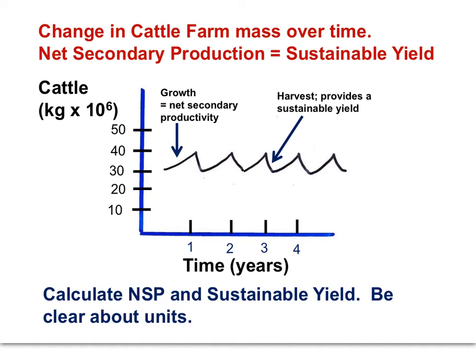This is a graph showing the steady-state equilibrium of a cattle farm over a period of many years. There's a growth in the herd of the cattle, then a harvest, a growth, and a harvest, and the system is maintained at equilibrium over many years. The NSP of the system would be 40 times 10 to the 6th minus 30 times 10 to the 6th. That's this harvest, if you will. The NSP is 10 times 10 to the 6th kilograms per year. The sustainable yield for the farmer is exactly that, 10 times 10 to the 6th kilograms per year.